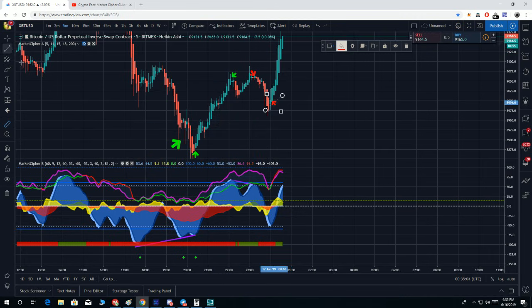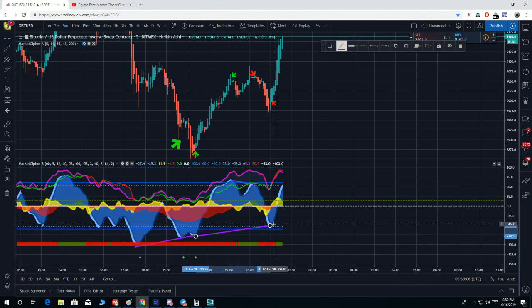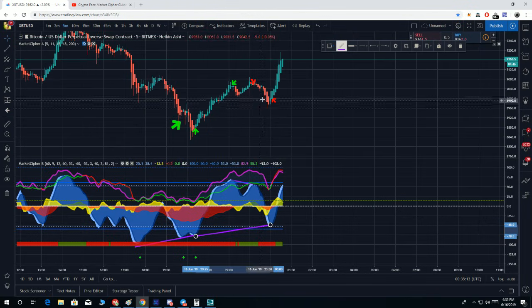And look, this would be a long signal. Boom. Smaller wave than this one. You entered long, so you exited, and then you entered in this candle, and this puppy is shooting up. This is how you use Market Cipher.